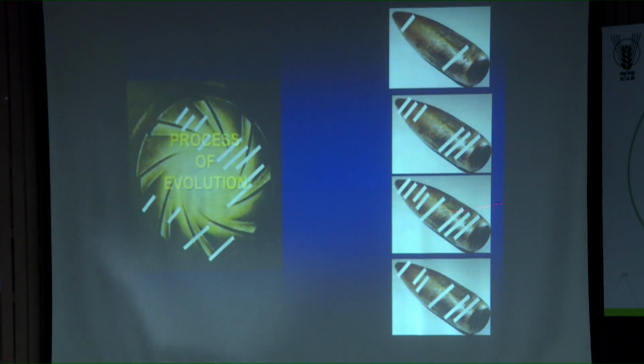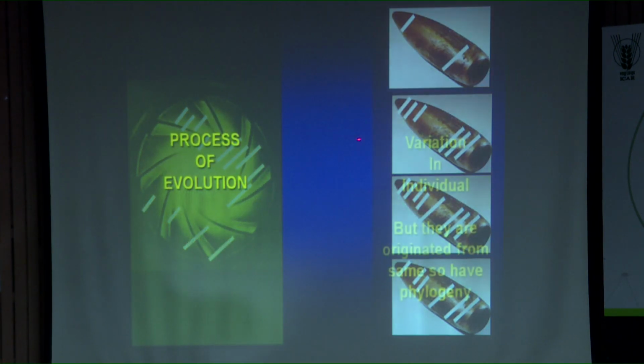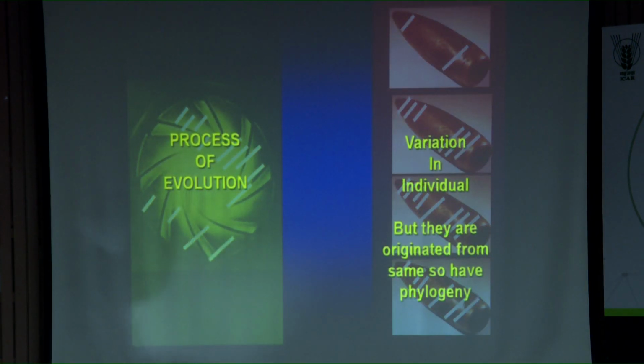Next. So, this is the process of evolution through these different mutations created in the genome, and this is the variation in the individual. But though there is variation, by tracking the similarity among those individuals with the process of evolution, we can know whether they are related or not.